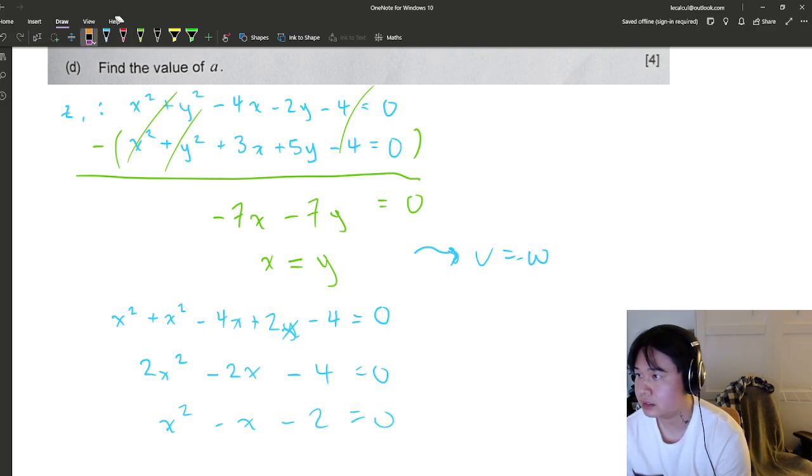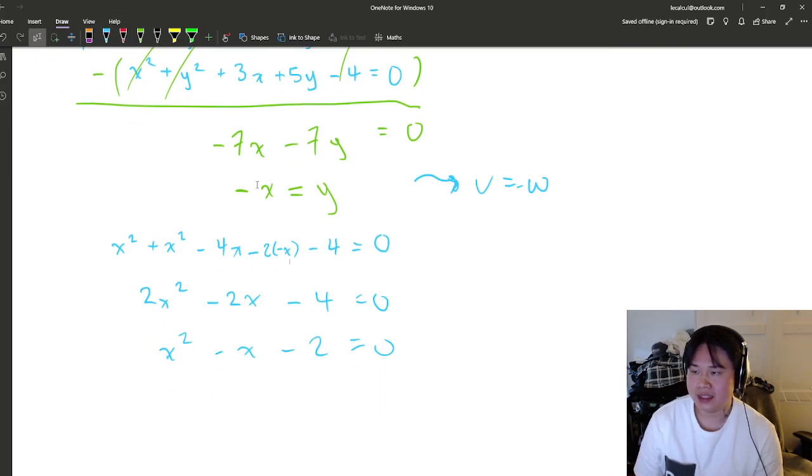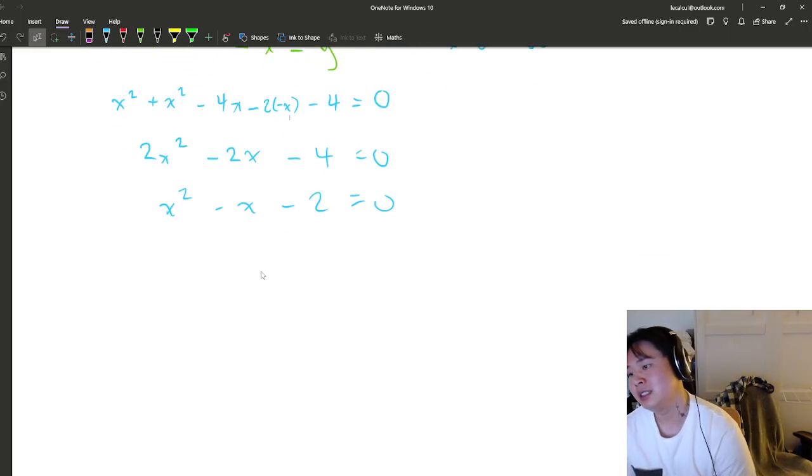Wait, yeah. Negative. Okay, my bad. This is -x is y. So then this is -x, which makes that +2. So that's -2. This is factorable.